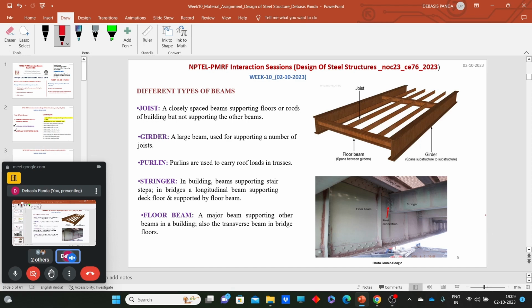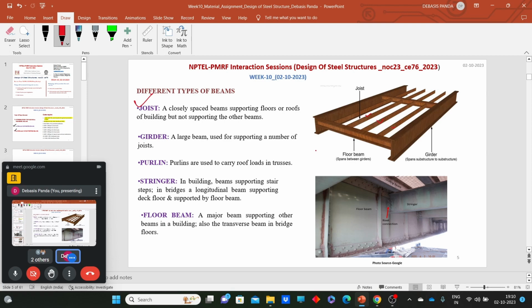Before discussing the mode of failure, let's discuss some different kinds of beams. In a steel building, there is the joist. What is a joist? A closely spaced beam supporting floors or roofs. The beams in a building which support the floors or roof. Here you can see these are the joists in a steel building, above which the floor or slab will be cast or erected.